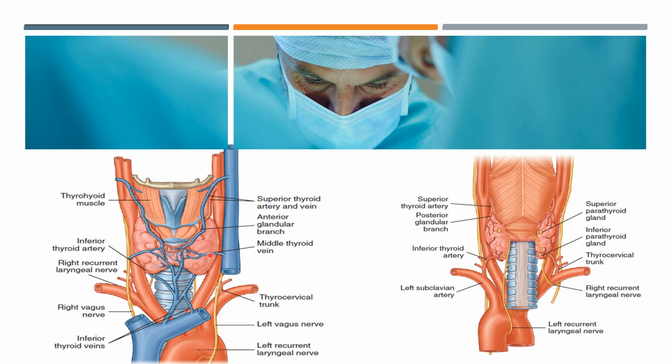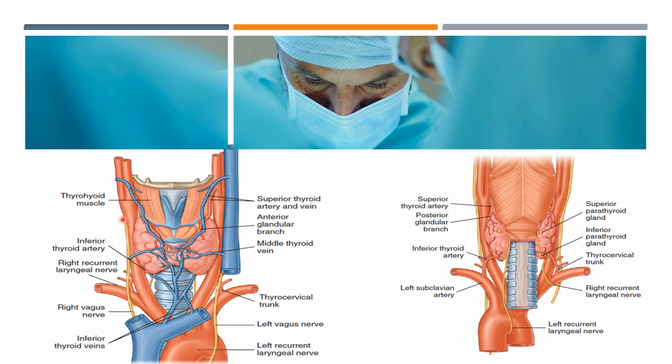This gland, the thyroid gland, is supplied by the superior thyroid artery coming from the external carotid, the middle thyroid artery and the inferior thyroid artery. Okay, the venous drainage of the gland goes through the superior thyroid vein, middle thyroid vein, and inferior thyroid veins. Okay, the superior and middle thyroid veins drain into the internal jugular vein, and the inferior thyroid vein drains into the brachiocephalic veins.